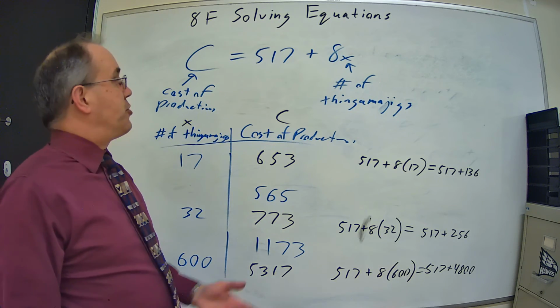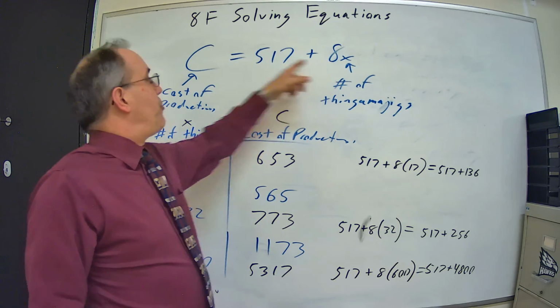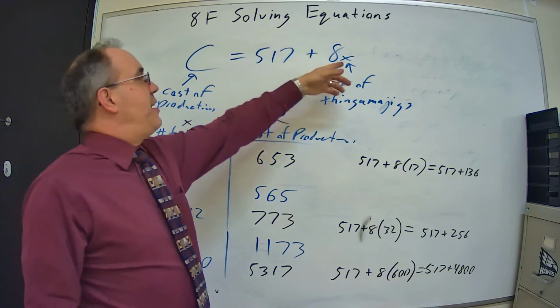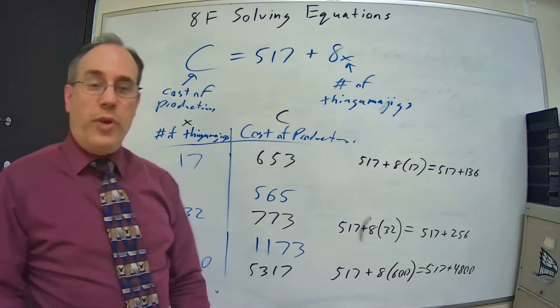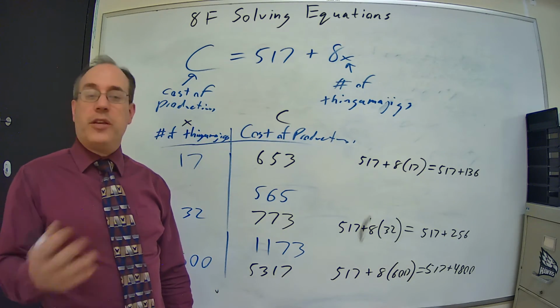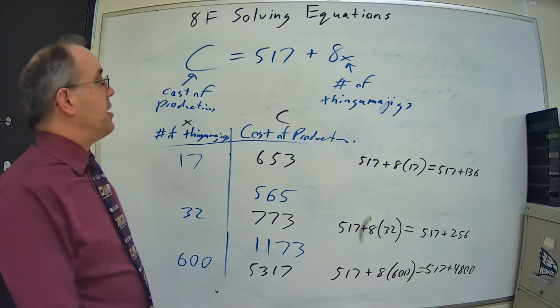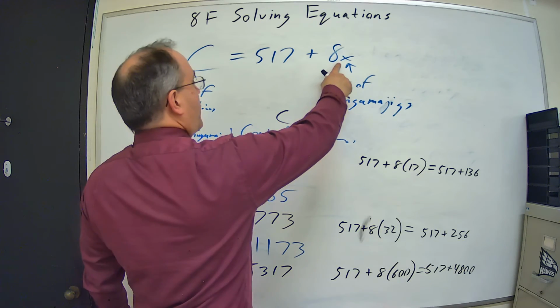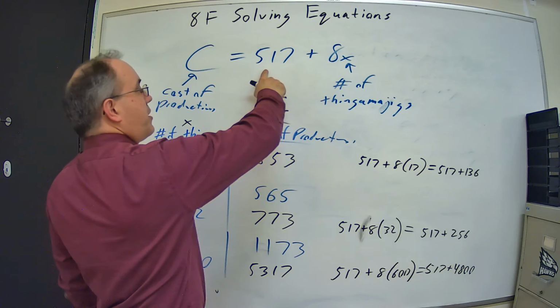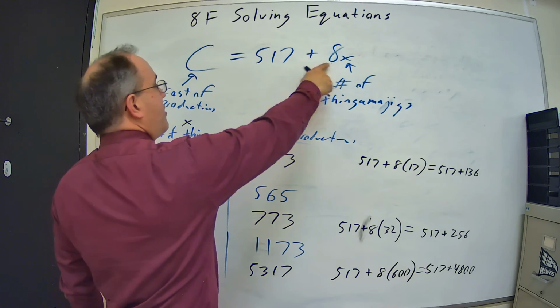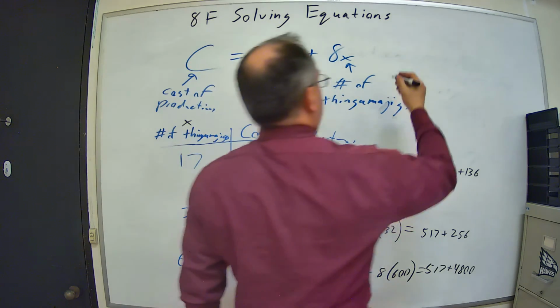Well, there's two options. We can start plugging in numbers for C and then solving for X, or we can do the manipulation that we did previously to solve for X and then start plugging things in. So I want to get X by itself. Furthest away from it is this 517, which is added to it, so let's subtract 517.